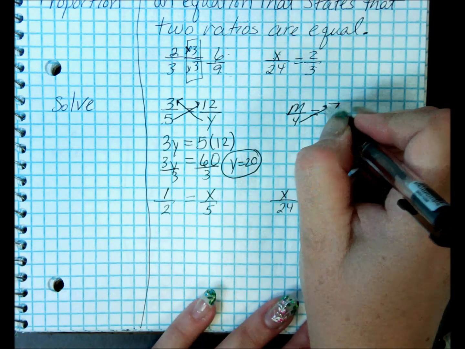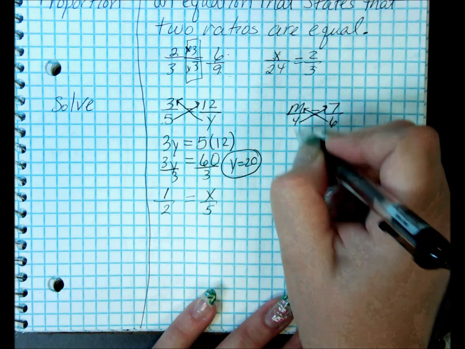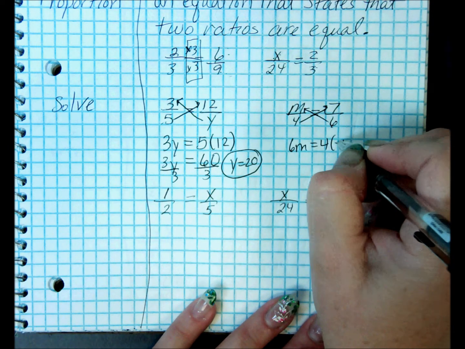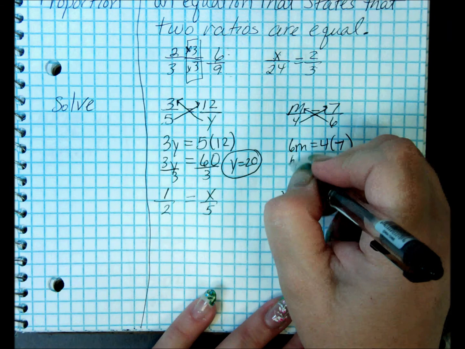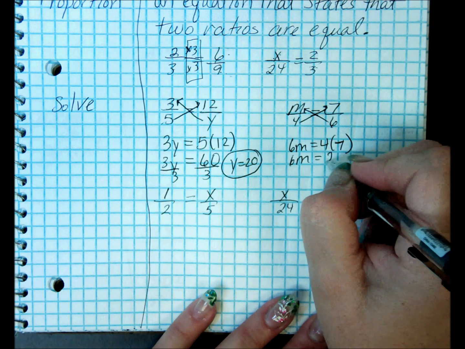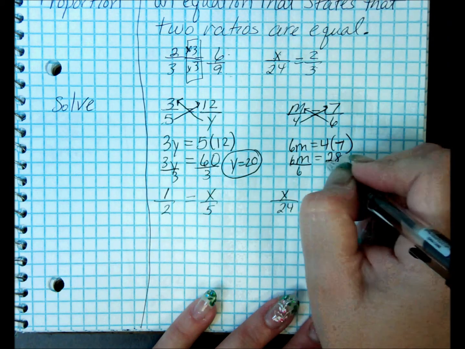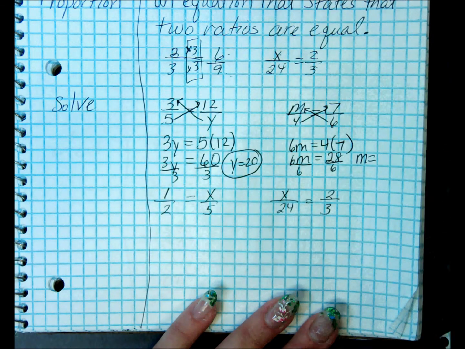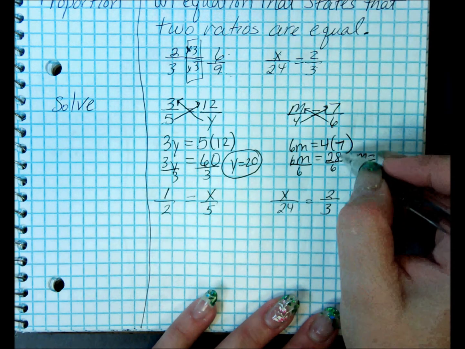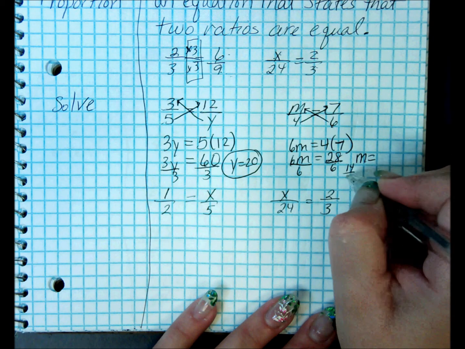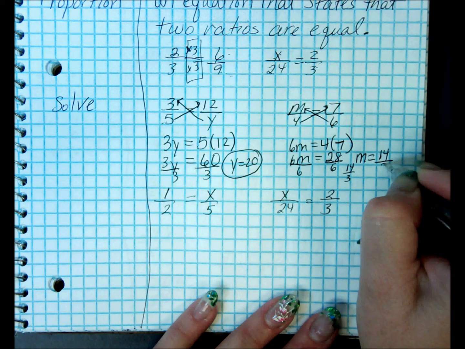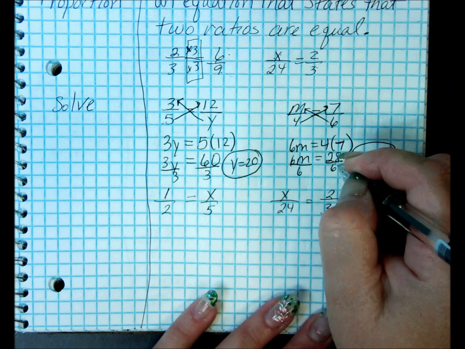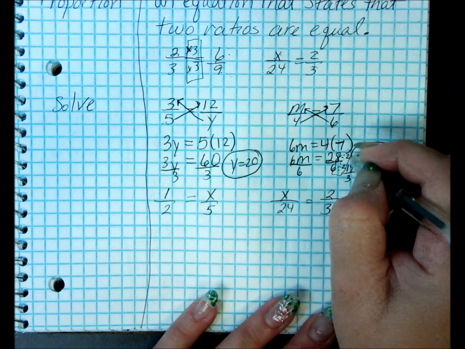Let's try this one over here. Cross multiply. So 6 times m equals 4 times 7. 6m equals 28. Divided by 6, m equals, let's see. If I simplify this, I can divide both by 2, so I get 14 over 3. And that's as far as we can do. So we're looking at 14/3. I divided this by 2 and this by 2 because it's a 1, and I can do that anytime I want.